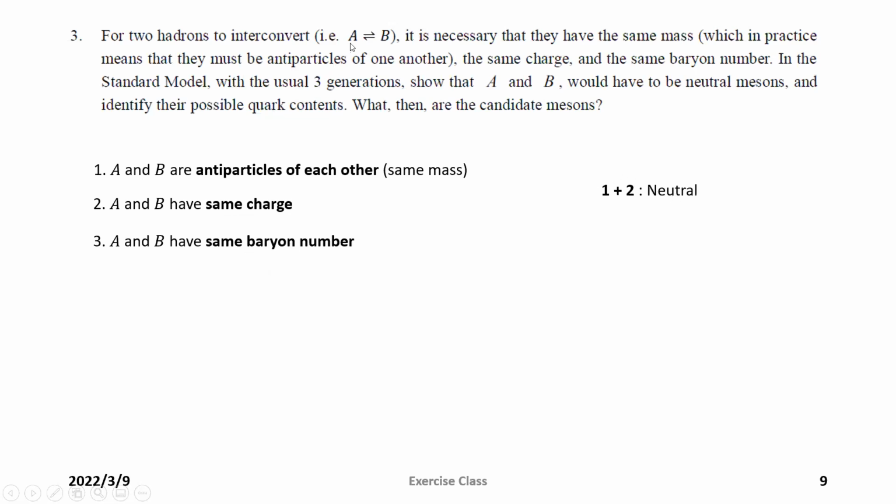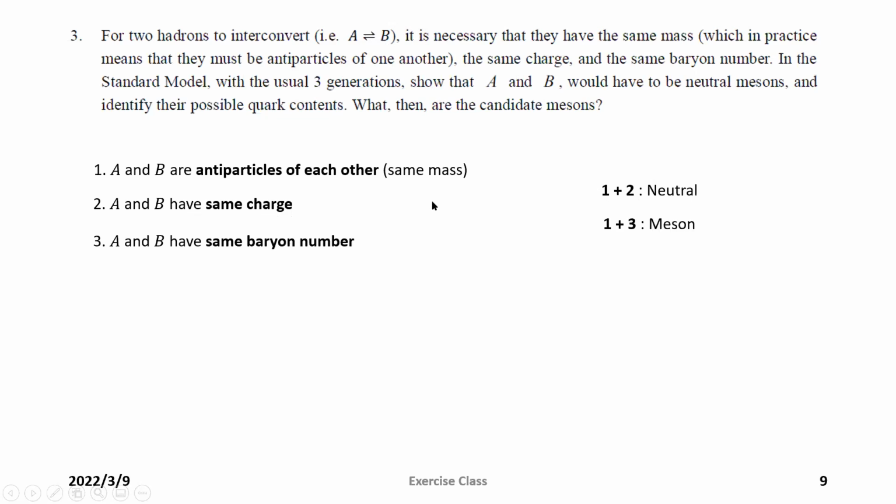Let's say A has a charge of +1, and then according to condition 1, B is an antiparticle of A, so B will have a charge of -1. And this will not satisfy the second requirement. And so A and B should be neutral.